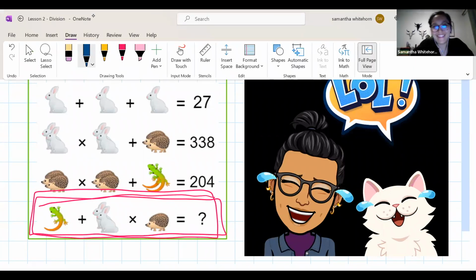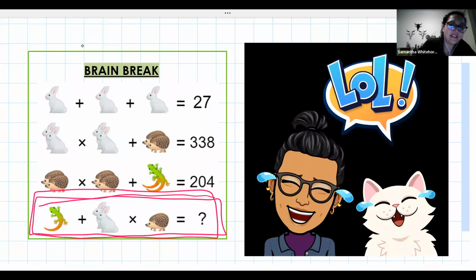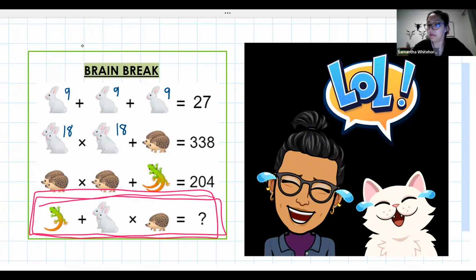So first I counted there were 3 rabbits. So I divided 27 by 3, which was 9 for each rabbit. And then I noticed there were 2 rabbits, so I added 9, which equaled 18. 18 times 18, I got that answer, and then I subtracted it from the total answer. Okay, good. So guys, just quickly, 18 times 18 is 324.